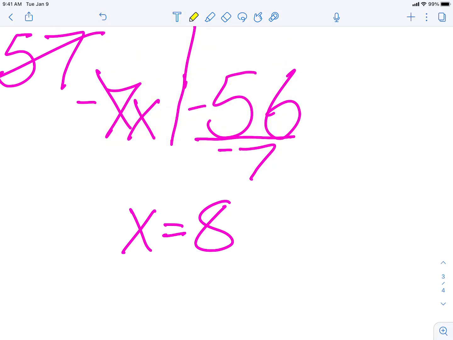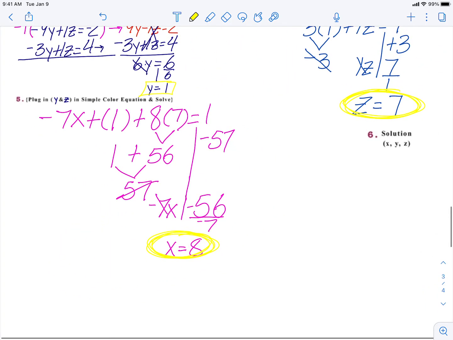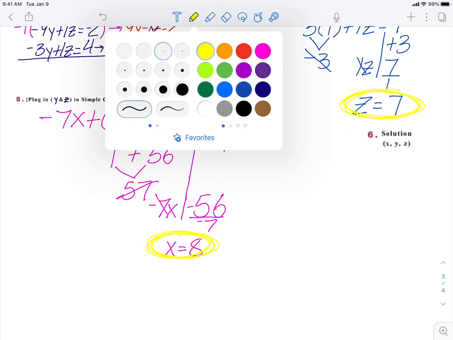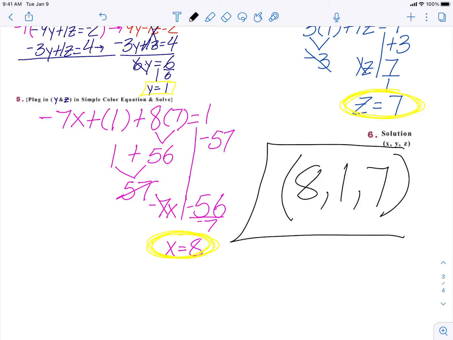And 56 divided by 7 is 8. And there's my x. Look at that. So I have my x, I have my y, and I have my z. So I can finally write in my solution. X, Y, Z, my x is 8. My y is 1. And my z is 7. And that, kiddos, is my final solution. Look at that.